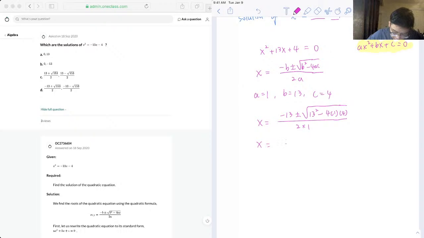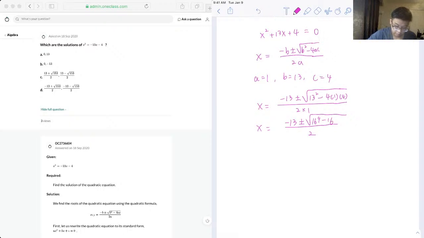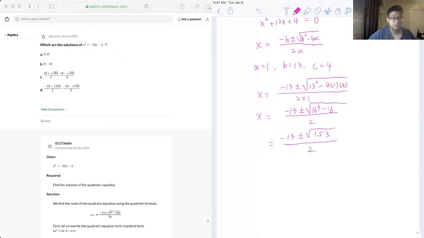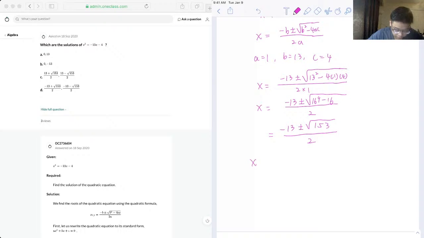And let's simplify that. 2 times 1 is just 2, and we'll use negative 13 there. So 13 squared would be 169, minus 4 times 1 times 4 will be 16. Right. So we have negative 13 plus or minus root 153, right, over 2. So our two solutions will be x1 is equal to negative 13 plus root 153.